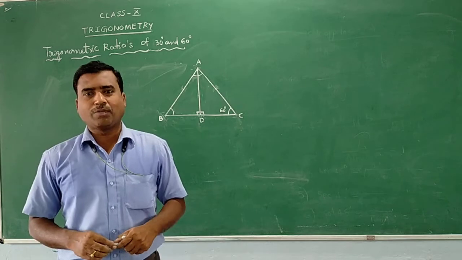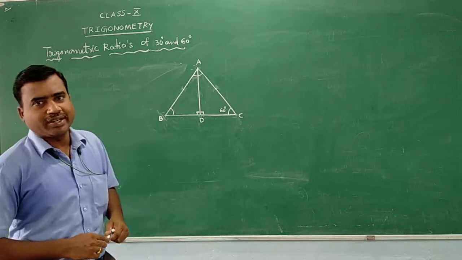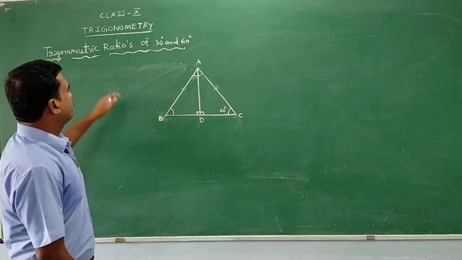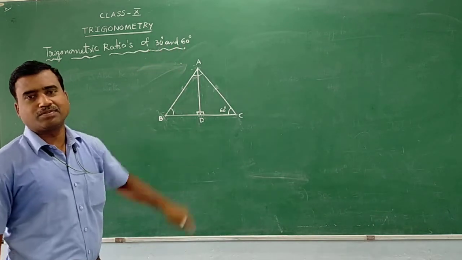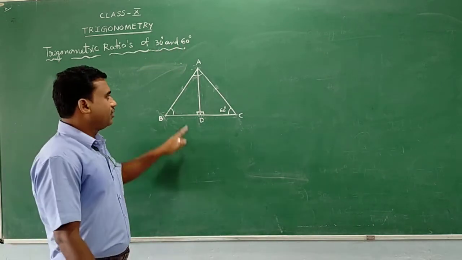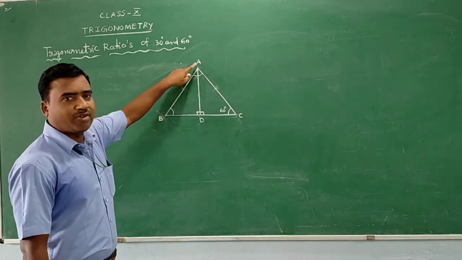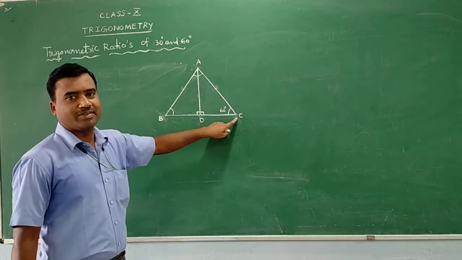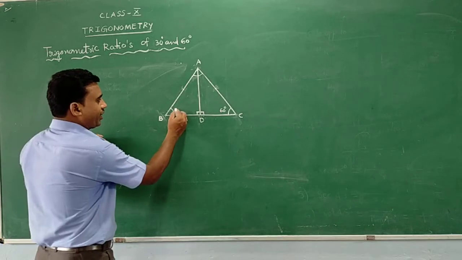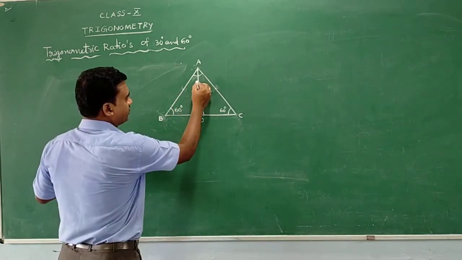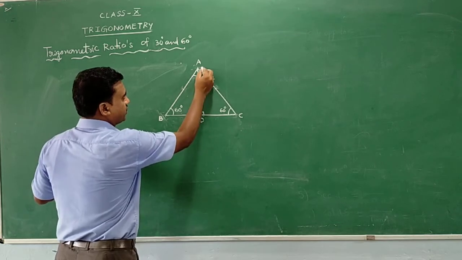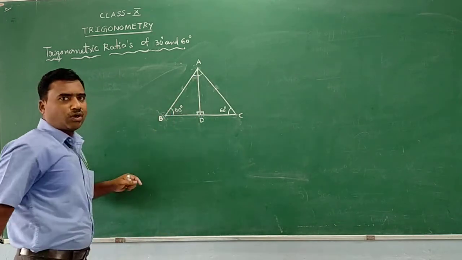In this session, I am going to teach trigonometric ratios of 30 degrees and 60 degrees. So students, let us take an equilateral triangle ABC. In an equilateral triangle, each angle is equal to 60 degrees.